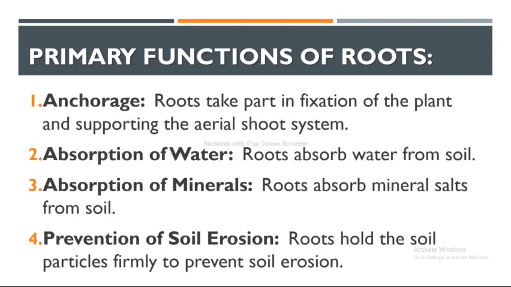So the first primary function of the root is anchorage. The roots take part in fixation of the plant and supporting the aerial shoot system. Second is the absorption of water. Roots absorb water from soil. Third, absorption of minerals. The roots absorb mineral salts from soil. And the fourth is the prevention of soil erosion. The roots hold the soil particles firmly to prevent soil erosion.